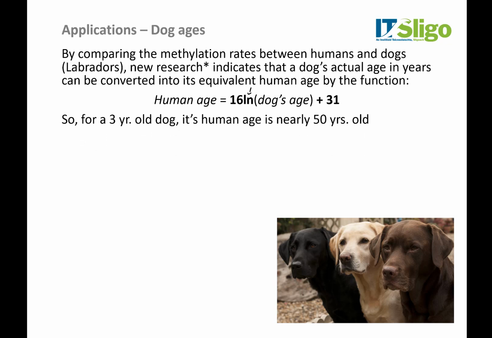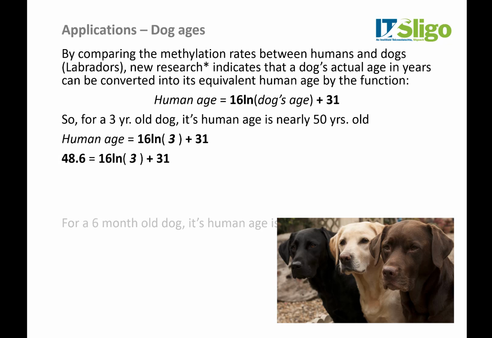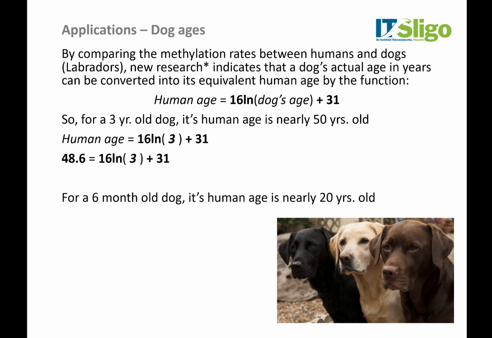For a 3-year-old dog, we're just going to take a look at a couple of examples. We feed 3 in here for the dog's age. When you get your calculator, 16 times the log of 3 plus 31. So a 3-year-old dog is nearly the equivalent of a 50-year-old human. Similarly, a 6-month-old dog is nearly 20 years old.